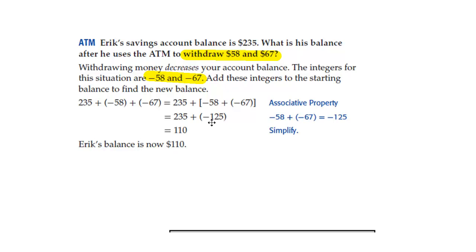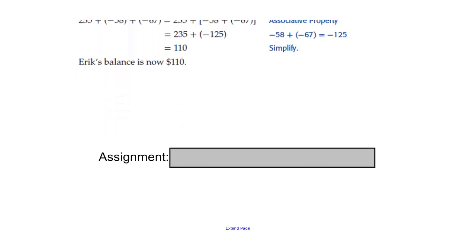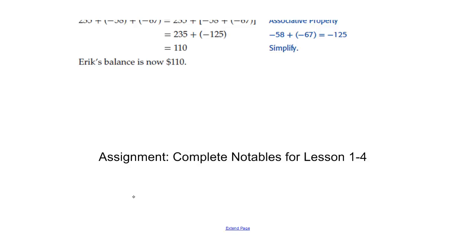Now, I think the easiest way to do that would have been to use the T-chart if you're going to work that out using one of the 3 methods that I had shown you. And your assignment then is to go ahead and fill in your notables for this lesson 1, 4, and we will work on the assignment in class.